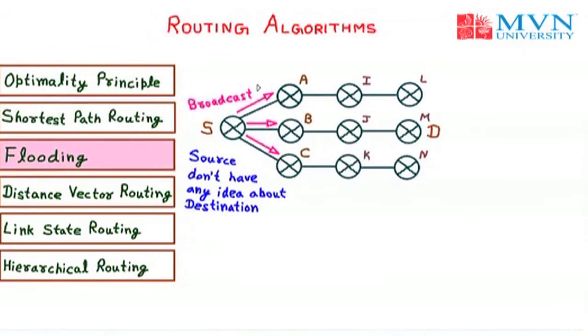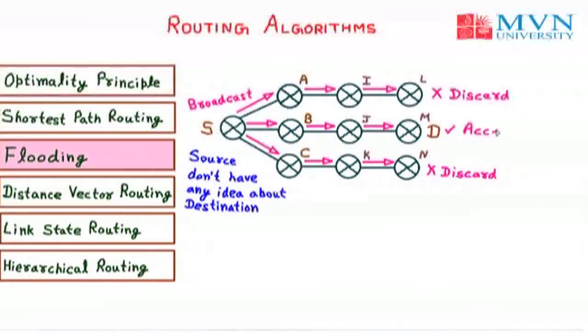Now A, B and C will send the broadcast message to the next routers, that is I, J and K. Similarly, I, J, K broadcast to L, M, N. Now all the routers L, M and N will receive the data packets, but here we have the destination, that is D, or we can say M. So M will take the data, and L and N will discard the data, because they are not the destination, but D, the destination, will accept the data.